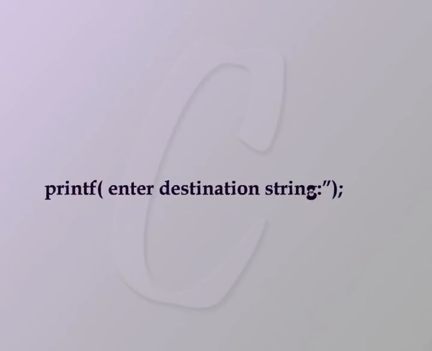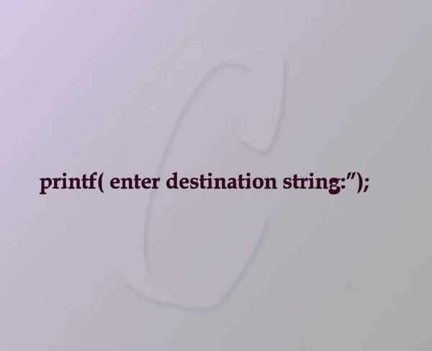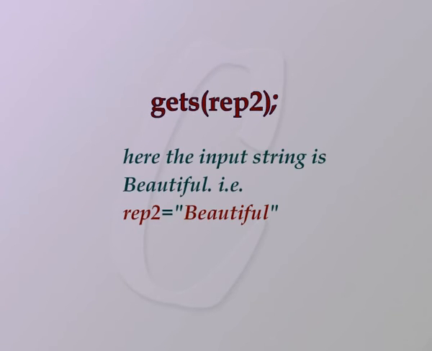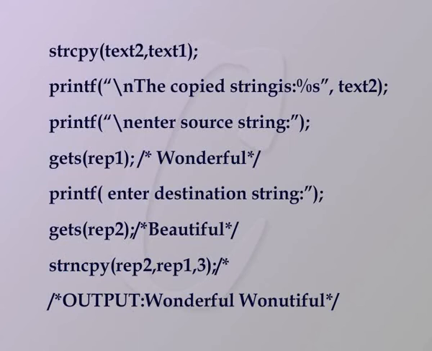Now the next function that I am going to do is string copy using only certain characters. So for that reason I am leaving these two strings and I am accepting two new strings from the user. So enter source string, gets of rep1, destination string, gets of rep2. So the two strings that I have entered are wonderful and beautiful. So I want to copy only the first three characters from wonderful to beautiful. So how am I going to do it?